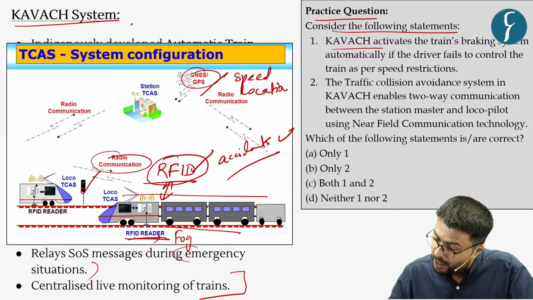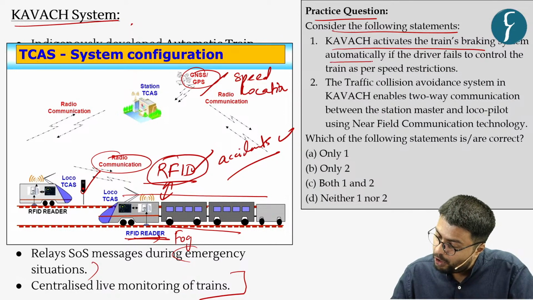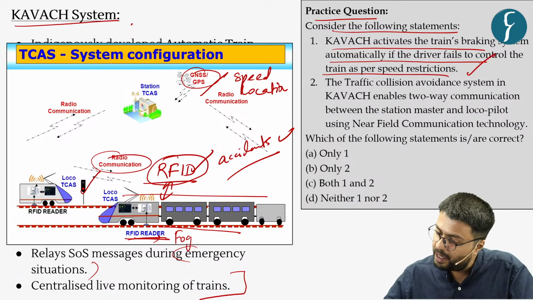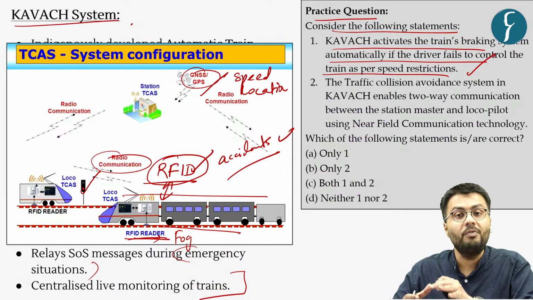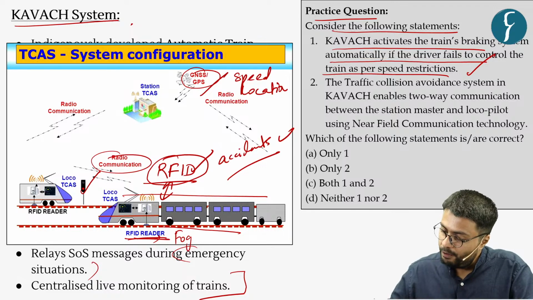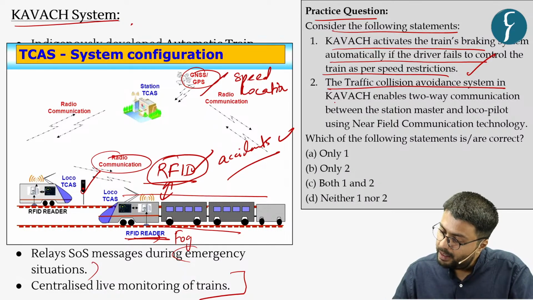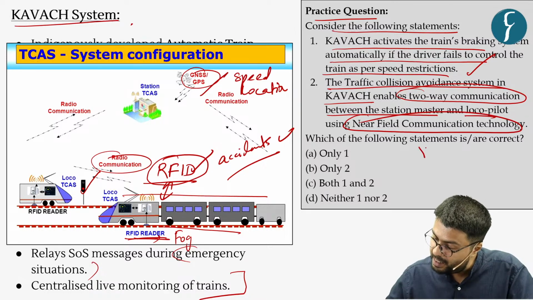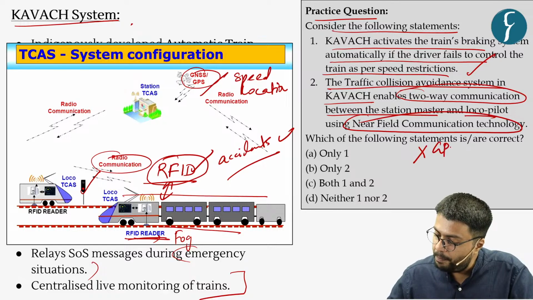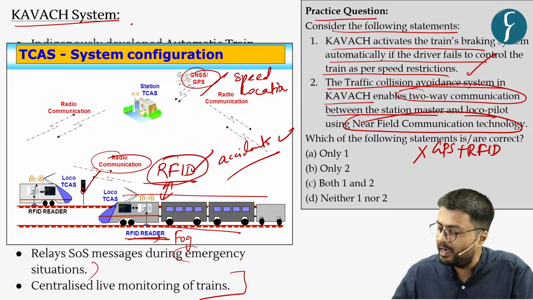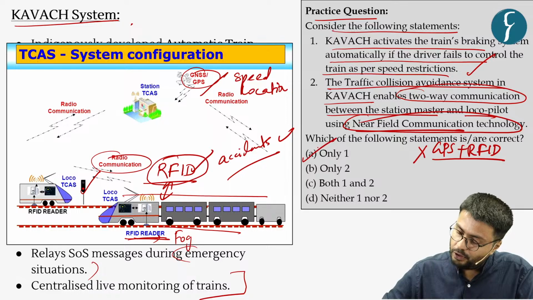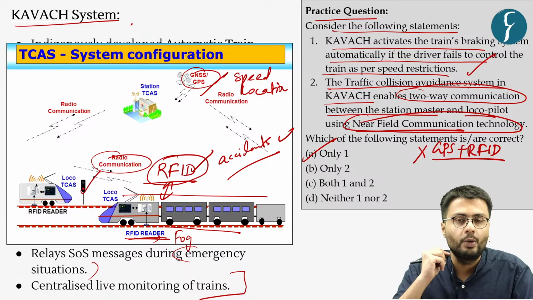Statement 1: KAVACH activates the train's braking system automatically if the driver fails to control the train as per the speed restriction, which is correct, as this is an automatic system which applies the brake automatically. Further, the traffic collision avoidance system, that is the KAVACH system, enables two-way communication between station master and loco pilot using NFC technology, which again is an incorrect statement because it uses GPS and radio technology, that is RFID tags, and not NFC or near field communication. So as only statement 1 is correct, option A is the right answer to this practice question.